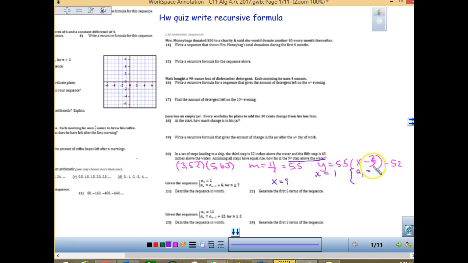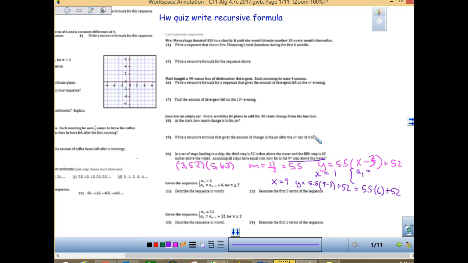And if you distributed that out, that's fine. But you wouldn't have to. You could just go y equals 5.5 times 9 minus 3, which is 6, plus 52. And you would have had 5.5 times 6 plus 52 to get that answer, which came out to be 85. So that's where that 85 came from.